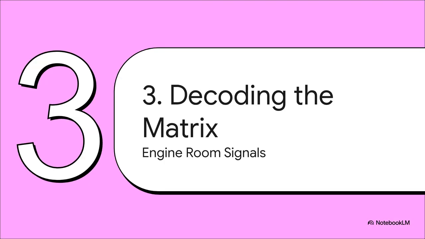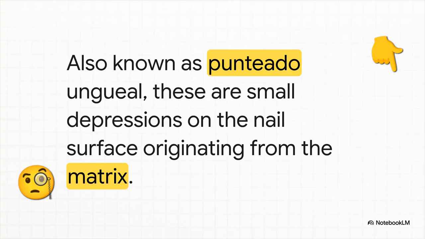Okay, let's put this into practice. We'll start with our first set of clinical signs, focusing on signals that come directly from the nail matrix, the engine room of the whole nail unit. Pitting. We've all seen it 1,000 times, right? It's one of the most common signs we encounter. So let's break it down using our anatomical framework.